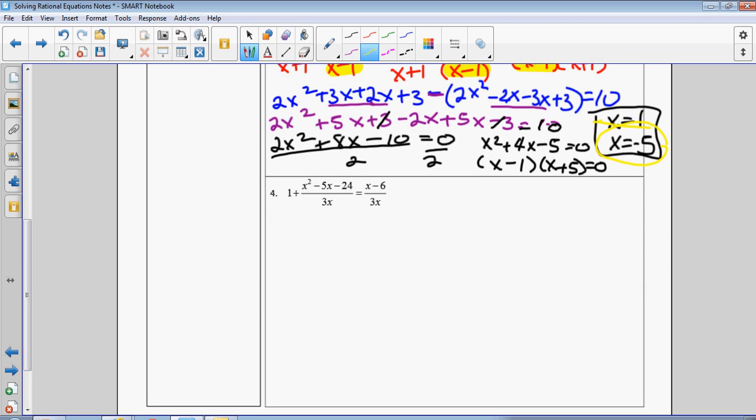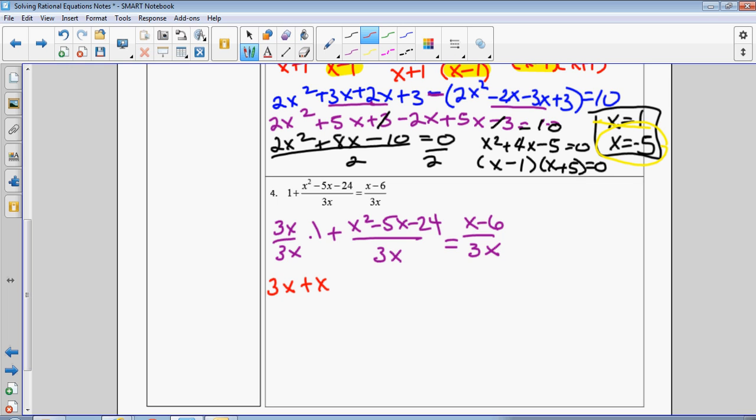Okay, last problem. My denominators are 3x, and the only term that's missing the 3x is the first term, the 1. So I'm just going to multiply my first term times 3x over 3x. And then I still have x squared minus 5x minus 24 over 3x. And I have x minus 6 over 3x. So now all my denominators are 3x. That was very quick. And now I'll deal with my numerators. My numerators are 3x plus x squared minus 5x minus 24 equals x minus 6.